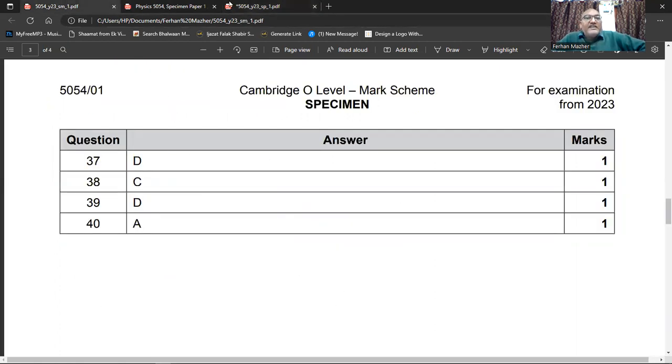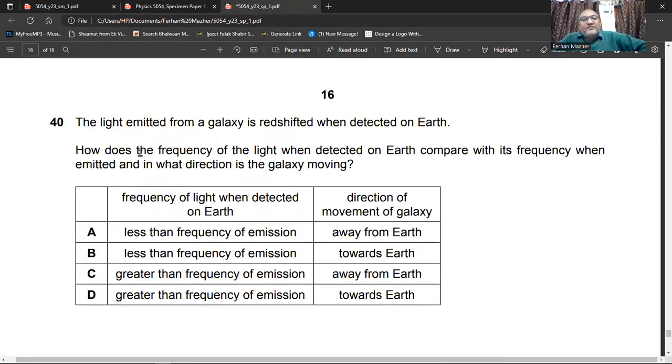Question number 39, D is the right choice. The light emitted from a galaxy is redshifted when detected on Earth. This is purely a new topic. How does the frequency of the light when detected on Earth compare with its frequency when emitted, and in what direction is the galaxy moving? You see, if something which is emitting light is going away from you, gradually the frequency of that light will decrease. If the frequency of that light decreases, the color of that light will start moving towards the red.